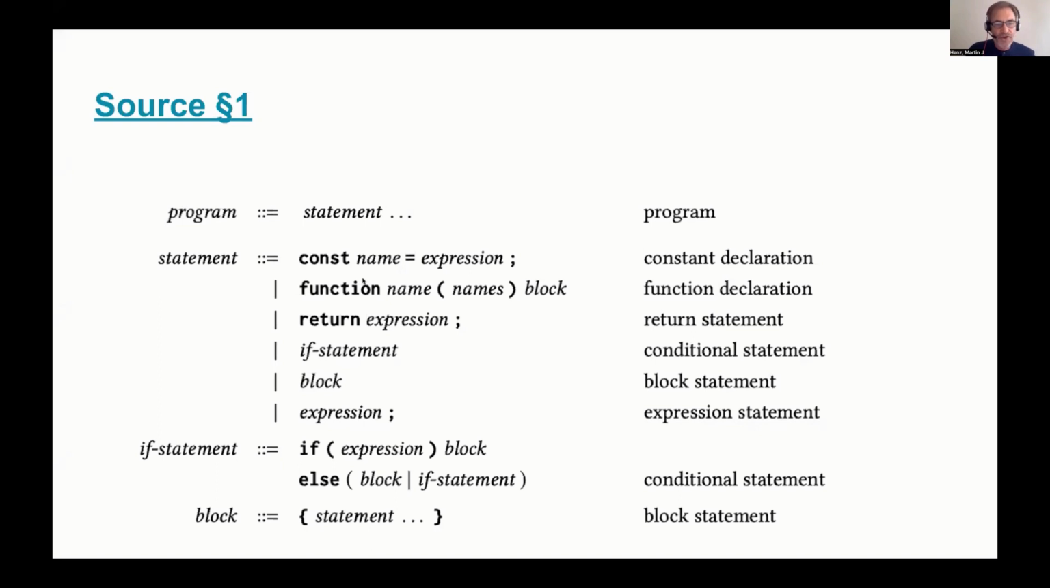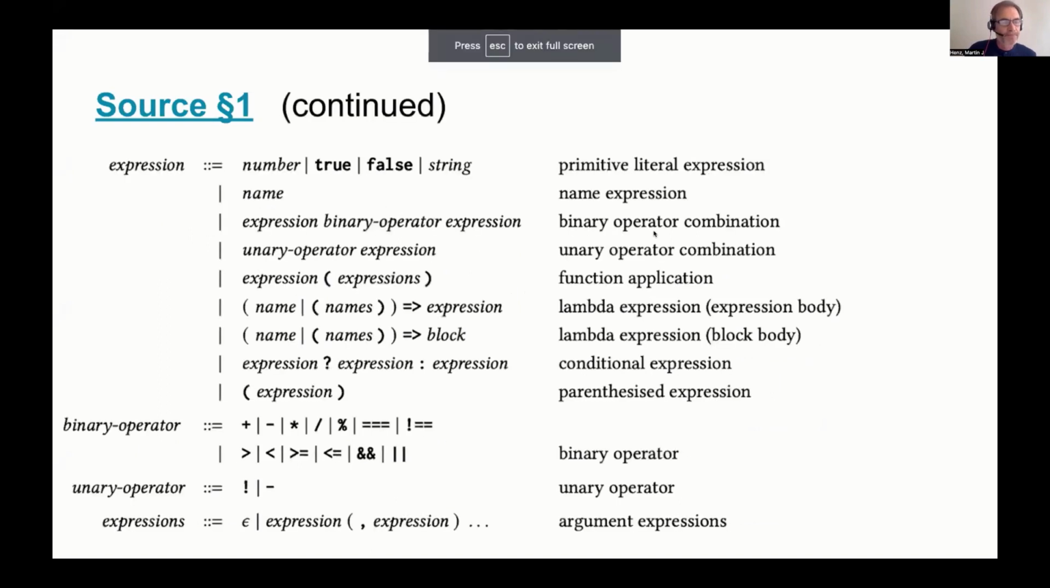So you have function declaration, you have constant declaration, no let, you have conditionals. Basically what you would expect from a small language that lets you do functional programming. Expressions also minimal. You have binary and unary operation, function application, lambda expressions, and the conditional expressions using question mark colon.